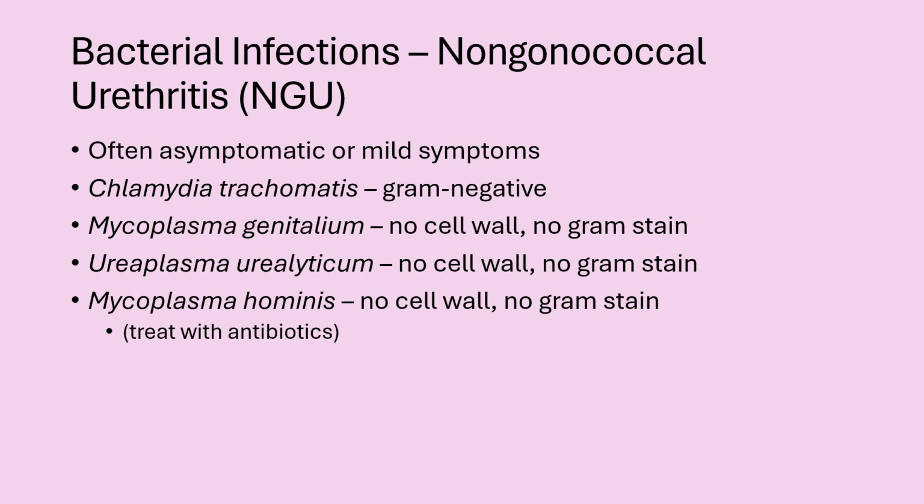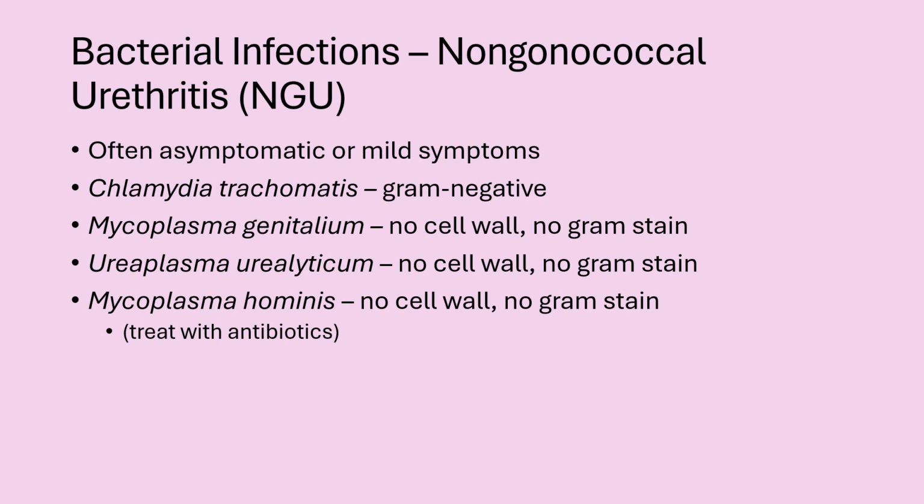Non-gonococcal urethritis, or NGU. This is often asymptomatic, or if you do have symptoms, it's usually very mild. This can be caused by Chlamydia trachomatis, which is gram-negative. It can also be caused by Mycoplasma genitalium, Ureaplasma urealyticum, and Mycoplasma hominis. Those last three ones here.